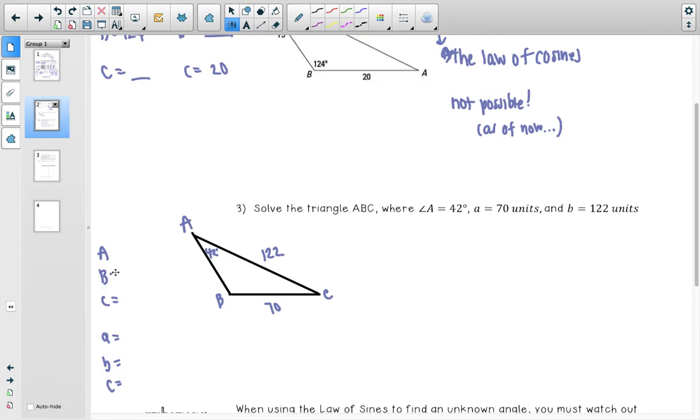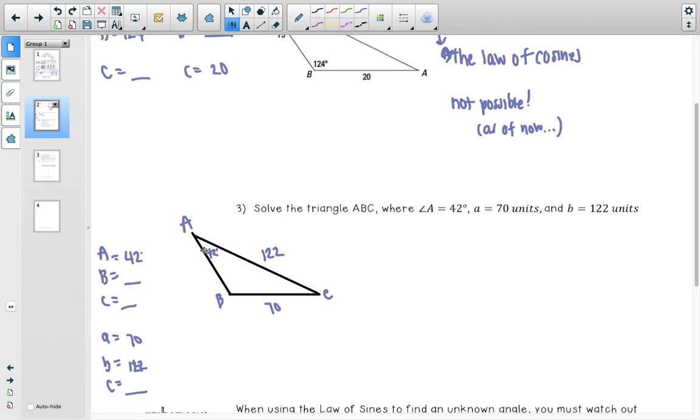Kind of put that triangle in a space where I couldn't have it, so I don't have room to write this. So I have 42 degrees for A. Side A is 70 and B is 122. And I don't know this information and I can't find these sides.